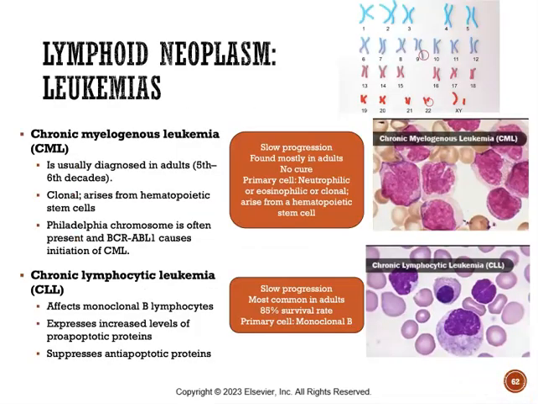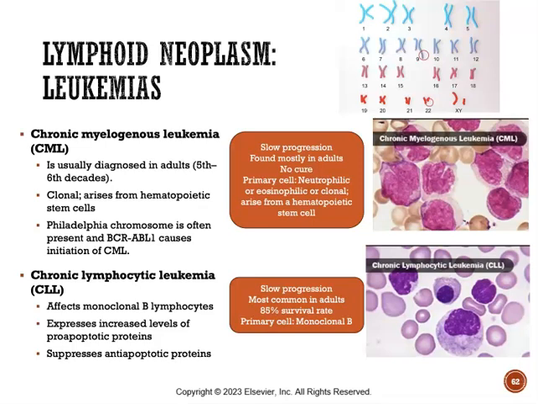Now let's discuss the chronic leukemias that, remember, are going to develop slowly and often go unnoticed until they're doing some type of routine blood work and we pick them up based on the abnormalities. So we'll start with our chronic myelogenous leukemia, or CML.